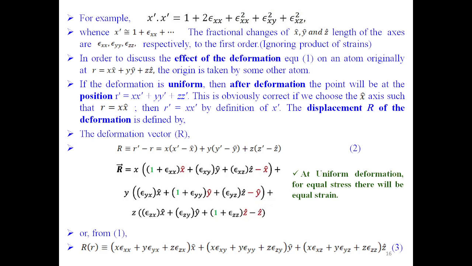So the displacement R of the deformation is defined by the deformation vector. The deformation vector R equal to r prime minus r, that means the displacement. So this can be estimated from the r prime and r values. So the deformation vector R is equal to the second equation, and at uniform deformation for equal stress there will be equal strain. So from equation 1 we get equation 3. R of r equal to x epsilon xx plus y epsilon yx plus z epsilon zx into x cap and so on, as mentioned in equation 3.